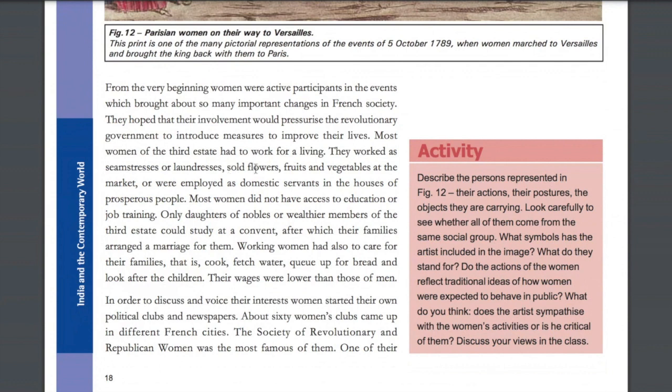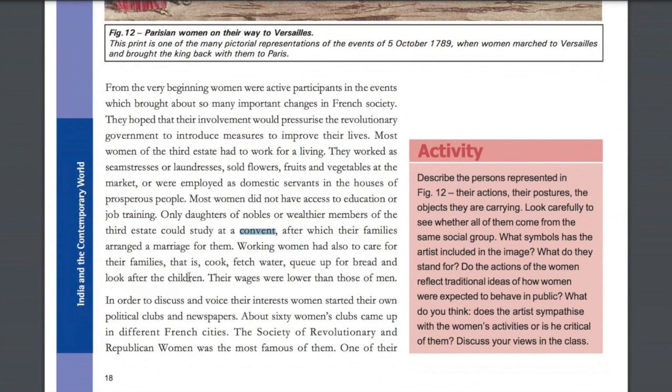Most women of the third estate had to work for a living. They worked as seamstresses, laundresses, sold flowers, fruits, vegetables at the market, or were employed as domestic servants in the houses of prosperous people. Most women did not have access to education or job training. Only daughters of nobles or wealthier members of the third estate could study at a convent. A convent is a Christian school, after which their families arranged a marriage for them.